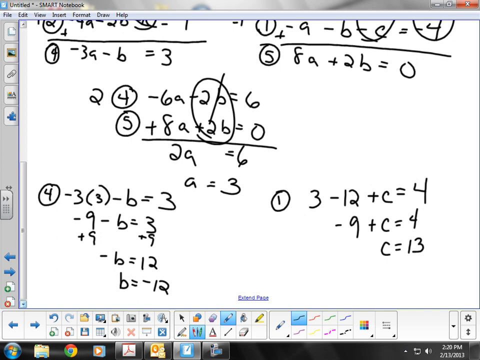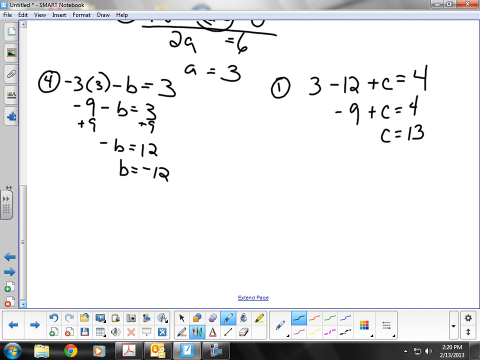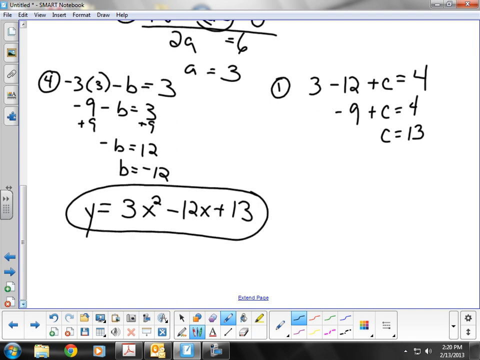Okay. Now, remember what I was trying to do was find a, b, and c so I could come up with my equation that works here, my quadratic function. So y is equal to 3x squared minus 12x plus 13. That's the quadratic equation. And if you put it in your calculator and draw the graph, you'll be able to see that it actually does pass through these points, (1, 4), (2, 1), and (3, 4). Otherwise, we messed up somewhere.